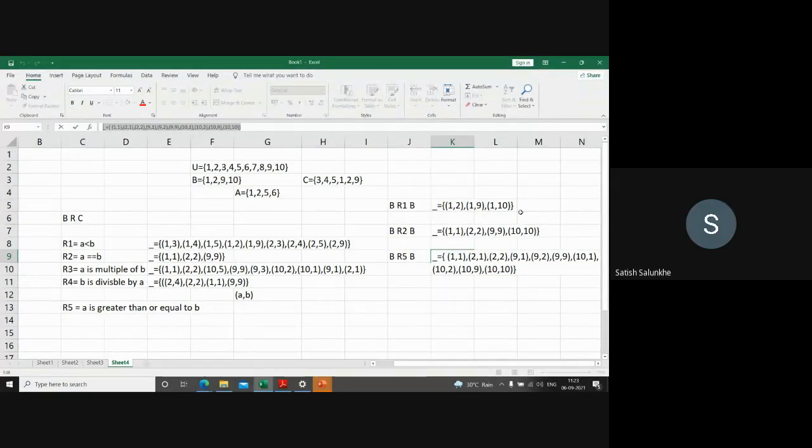Okay, perfectly right. Can you now, Palak, tell me what about R2? Is it anti-symmetric? Yes, sir. Is it symmetric? Yes, sir. Okay. So R2 is symmetric as well as anti-symmetric. Okay. R5. What about R5? Is it anti-symmetric? Yes, sir.